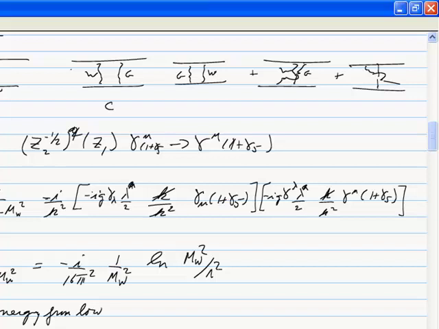But you can get this log just by looking at it. Does everyone get that argument, that if I took away that k squared and just took this as 1 over MW squared, it's log divergent? So since it's finite, it has to go like 1 over MW squared log MW squared. Is that obvious to everybody? No, it's not. All right.